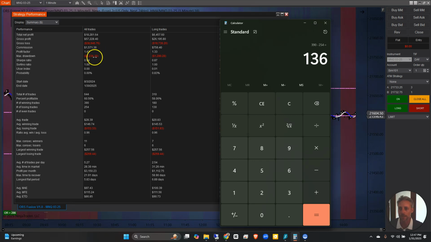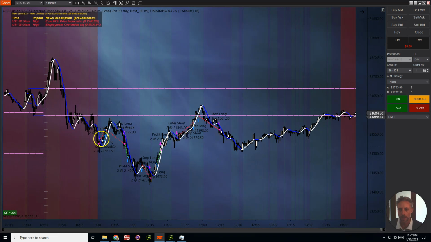Now really pay attention to the drawdown here: $1,236 drawdown over the course of 180 days with the 3. And then your max consecutive losers is 6. When we look at the chart, we have a loss, a win. So after a loss, we're down 2. Then we have a win, now we're down 1. Then another loss, now we're down 2. Then a win, and we're down 1. Then a loss, and we're down 2. Then another loss, and we're down 3, and ORS will stop taking trades.